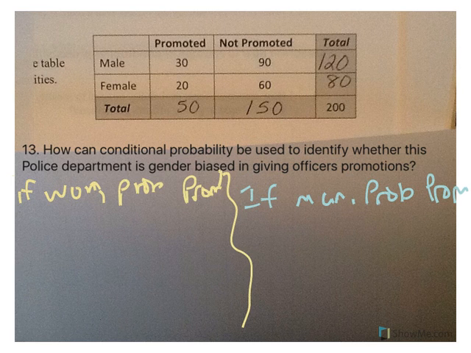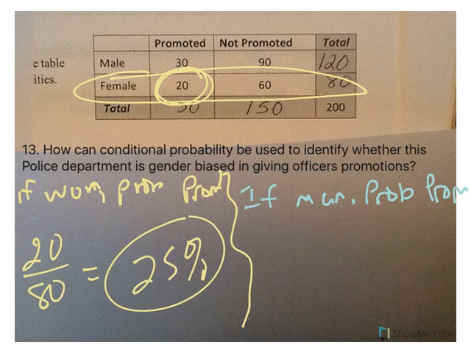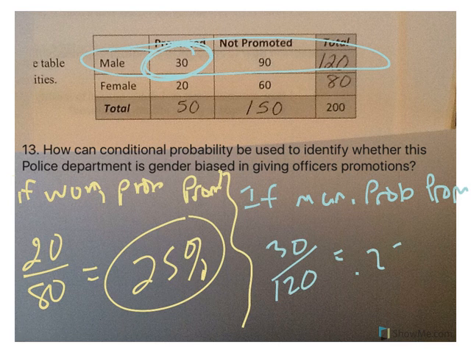So first with women, if you're a woman, we're looking at these. Probability of being promoted. That's 20 out of 80. That's 25%. So if you're a woman, you've got a 25% chance of being promoted. Okay, now let's look at men. If you're a man, probability of being promoted. 30 out of 120, 0.25, 25% chance. If you're a man, you also have a 25% chance of being promoted.